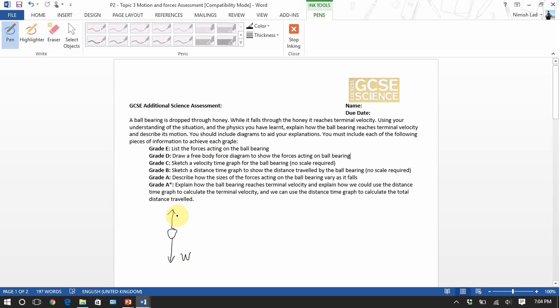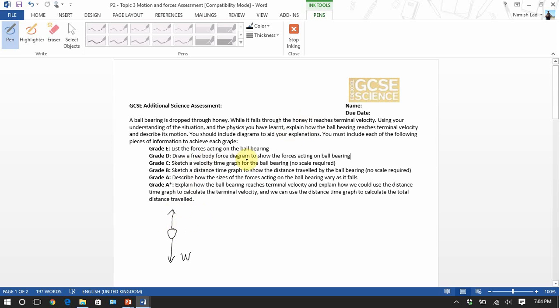Acting upwards are actually two forces if it's moving or at terminal velocity. That's upthrust, because that ball bearing takes up some space. But the main one for GCSE that you need to know is air resistance. Upthrust is not so much of an issue at GCSE, but air resistance is. Because we're in honey, it's technically fluid resistance, but if it's in the air, it will be air resistance.